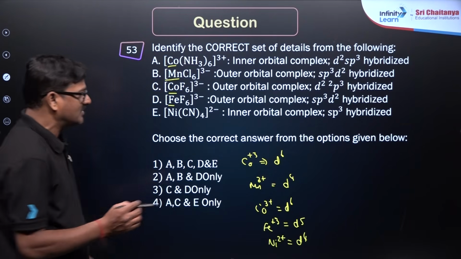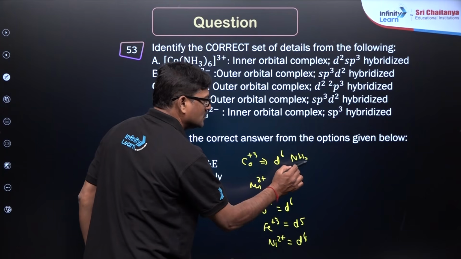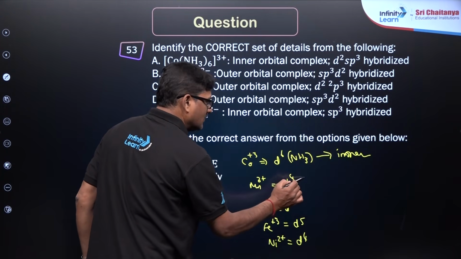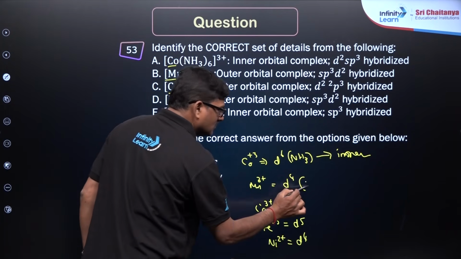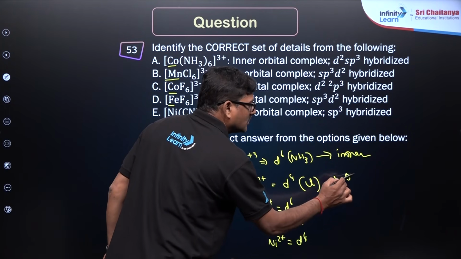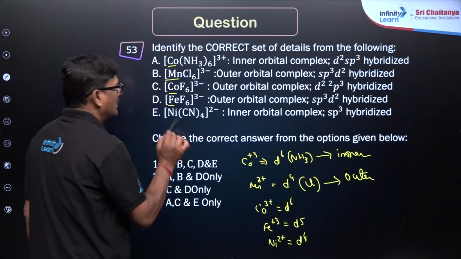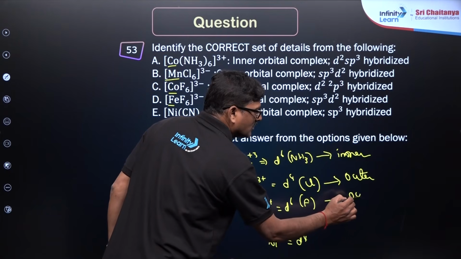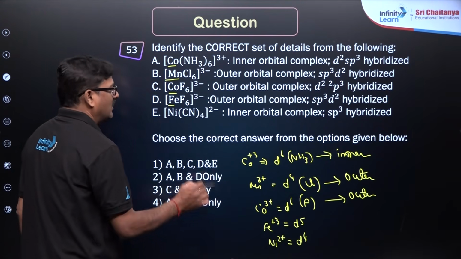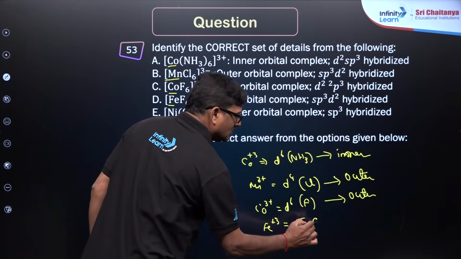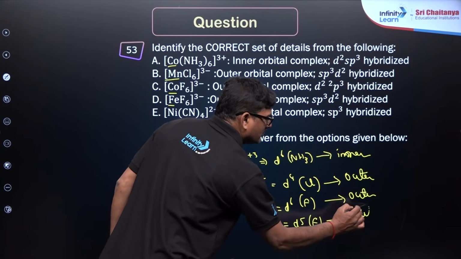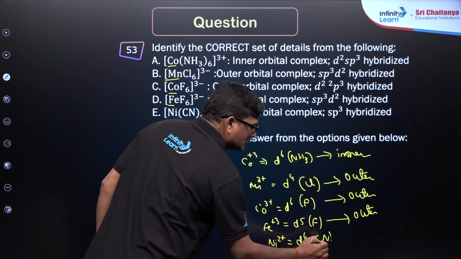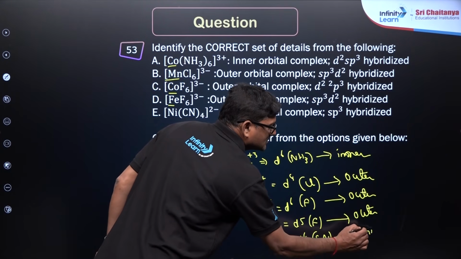Let us see here, ammonia is a strong ligand, so it is going to be an inner orbital complex. Manganese with chlorine, weak ligand, an outer orbital complex will be there. Cobalt with fluorine is going to be a weak ligand, an outer orbital complex. And iron with fluorine, again it is going to be an outer orbital complex. And nickel with cyanide, it is going to be strong, so an inner orbital complex is seen.